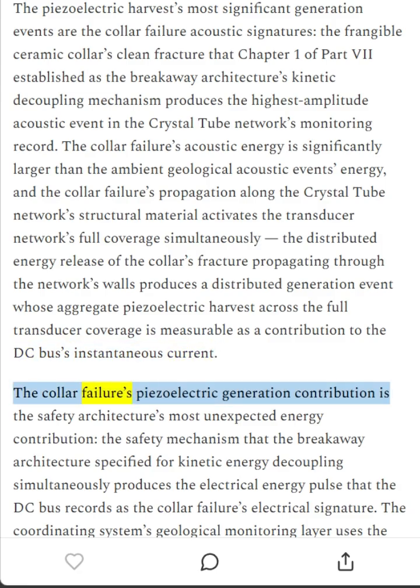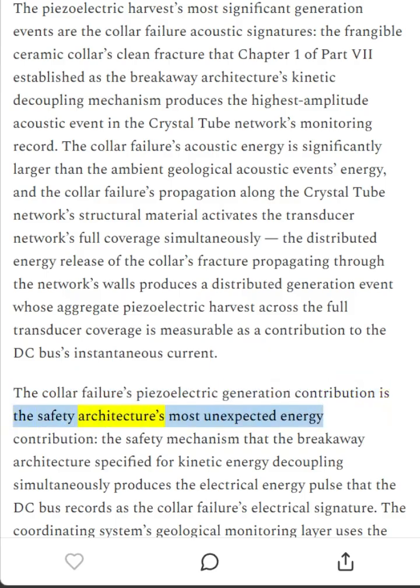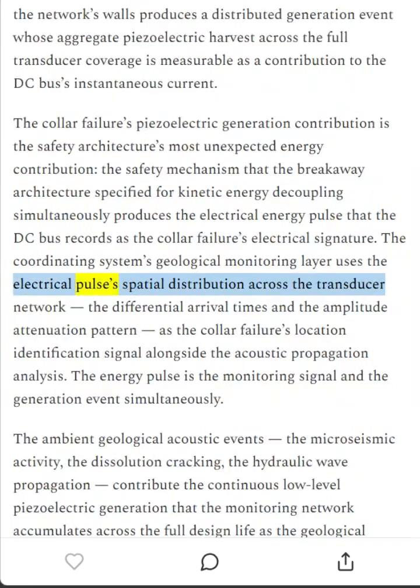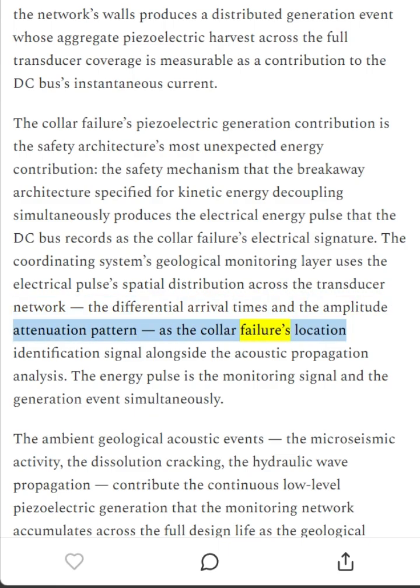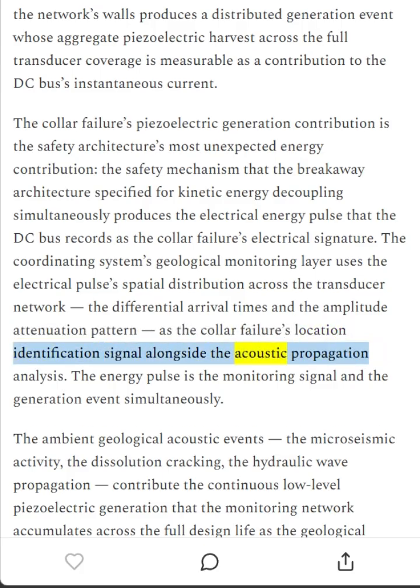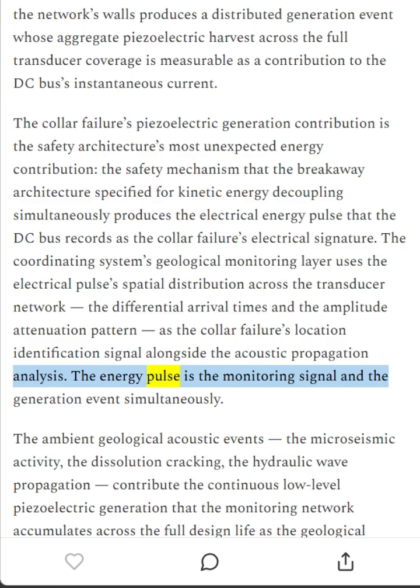The collar failure's piezoelectric generation contribution is the safety architecture's most unexpected energy contribution. The safety mechanism that the breakaway architecture specified for kinetic energy decoupling simultaneously produces the electrical energy pulse that the DC bus records as the collar failure's electrical signature. The coordinating system's geological monitoring layer uses the electrical pulse's spatial distribution across the transducer network, the differential arrival times, and the amplitude attenuation pattern as the collar failure's location identification signal alongside the acoustic propagation analysis. The energy pulse is the monitoring signal and the generation event simultaneously.